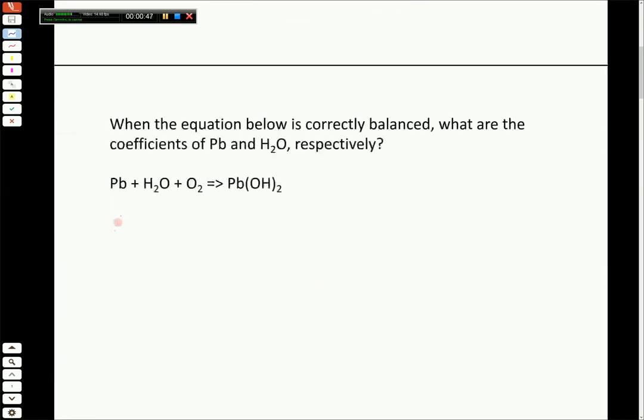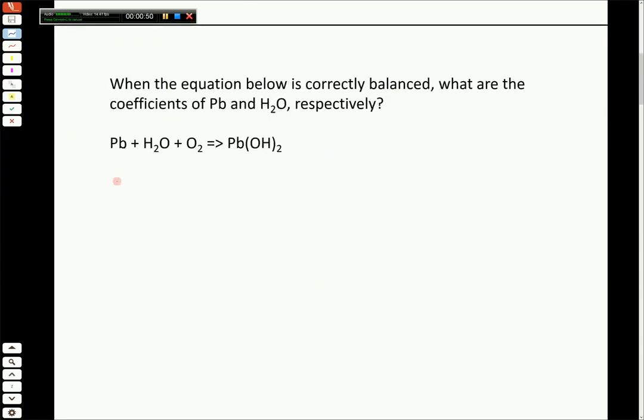So a lot of the questions on this homework assignment required us to balance a chemical equation, and this was the only one that was exclusively about that topic that we had some trouble with. It is a little bit of a tricky one, as we'll see, but we just have the following unbalanced reaction with lead, water, oxygen, and then forming lead hydroxide. And we want to know what are the coefficients for lead and water respectively.